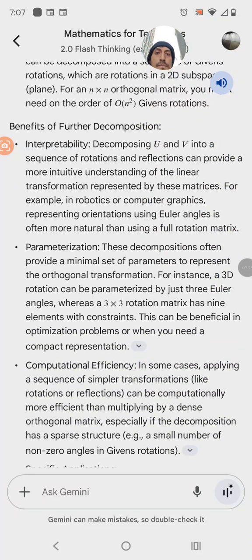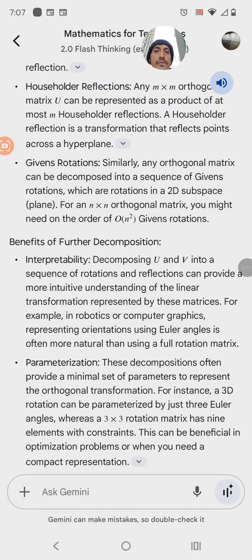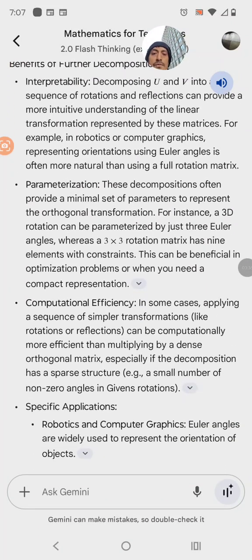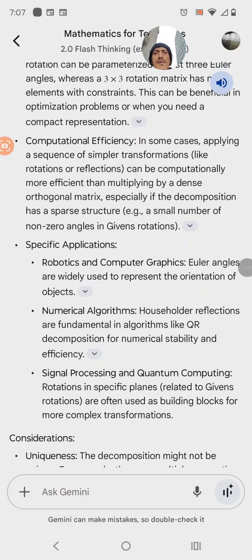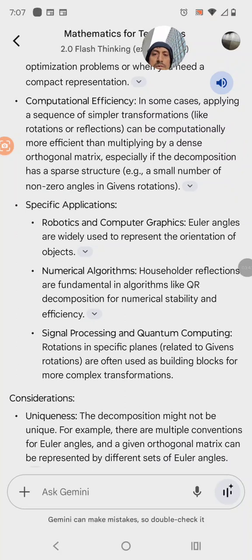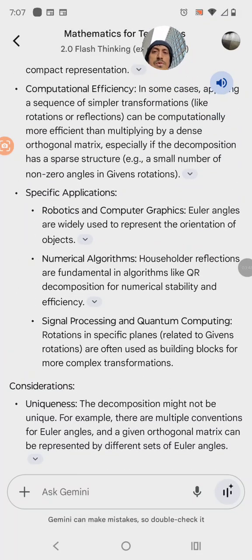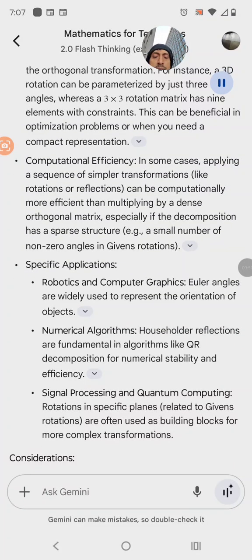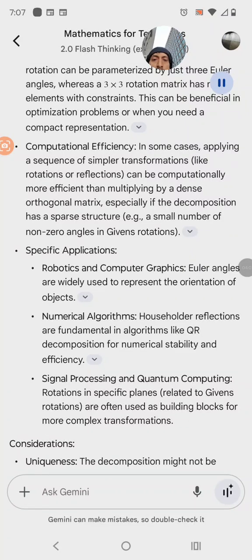It just depends upon the dimension. So for m by m we need at most m reflections, so there is an upper limit which is linearly dependent on the dimension. Maybe you have to look into that if it can be reduced any further, but it is computationally definitely efficient. Decomposition has a sparse structure, e.g., a small number of non-zero angles in Givens rotations.